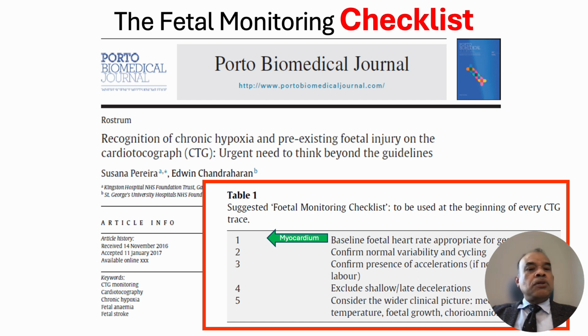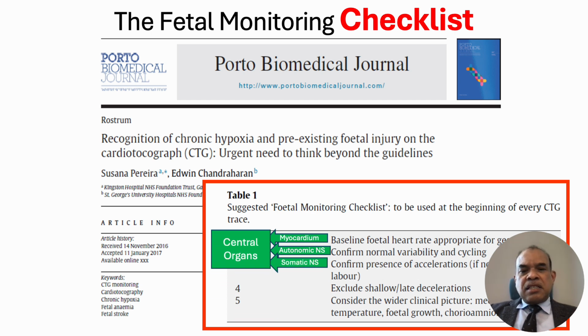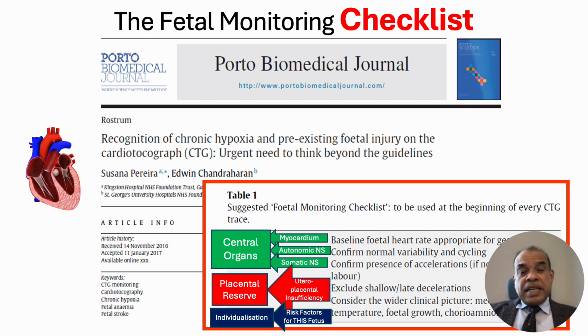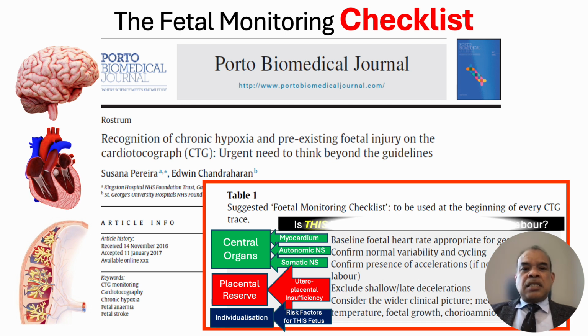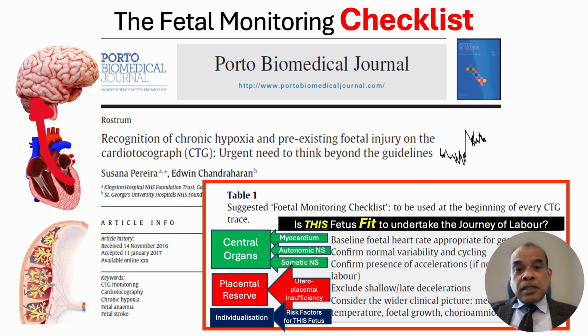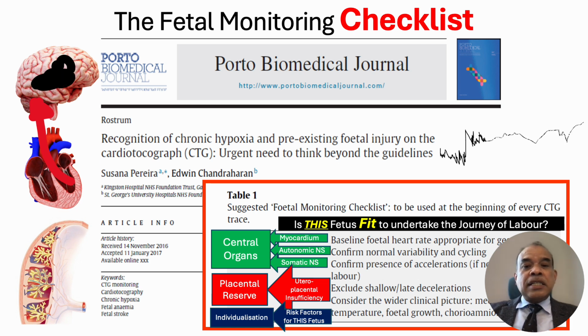So this fetal monitoring checklist is based on our publication about 10 years ago, where we looked at how to assess the central organs of the fetus, how to assess both the autonomic and somatic nervous system of the fetus, and to look at individualization of care, so that we can assess 3 organs, as we said, the heart, the brain, and the placenta, to ask the question, is this fetus fit to undertake the progressively hypoxic journey of labor? So let's look at how this checklist works.